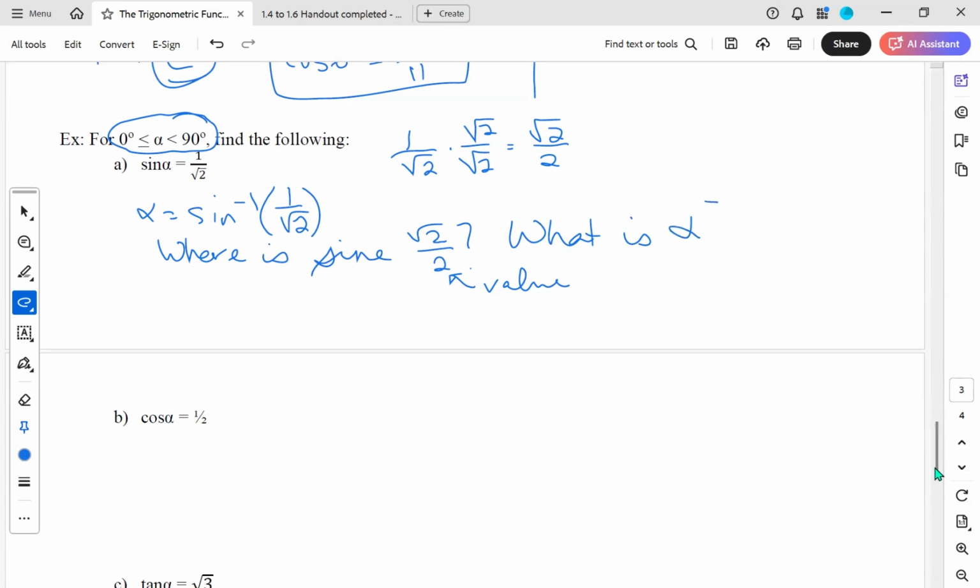Or in this case, what is alpha? Okay, all right. So then we can use our unit circle or we can use our hand trick. So square root of 2 over 2 is actually going to be 45 degrees. And I know I want my answer in degrees because it asked me for it in degrees up in the problem. If it asked for radians, then I would say pi over 4.